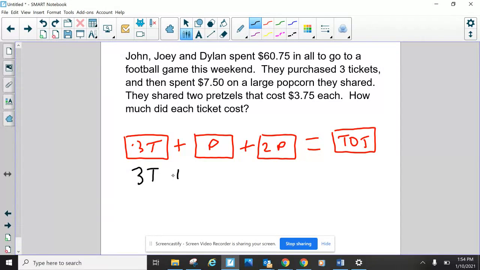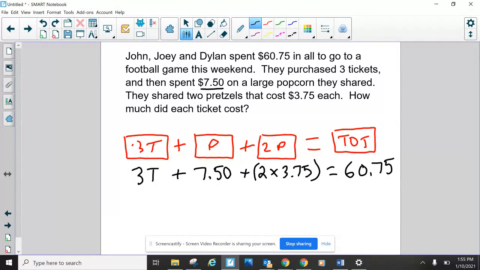But I do know how much the popcorn costs. That's right from the problem, $7.50 on large popcorn. I do know that each pretzel was $3.75. So it's really going to be 2 times $3.75 is what they spent on the pretzels. I'm going to put that in parentheses. And then that equals our total, which I found in the beginning, which is $60.75. That was right off the bat they gave us.